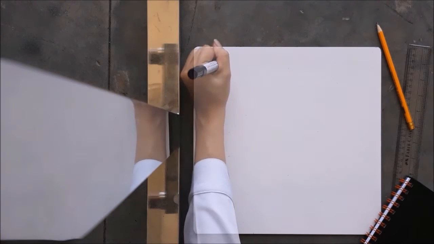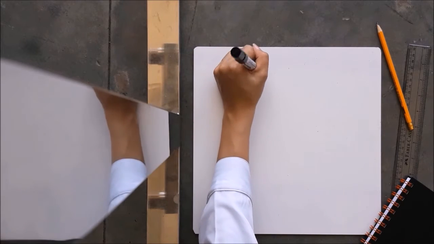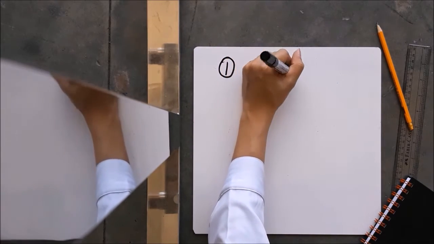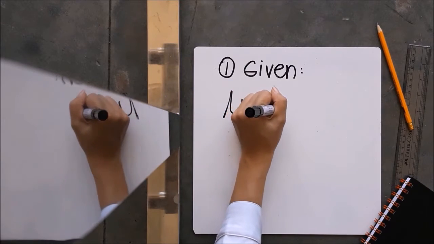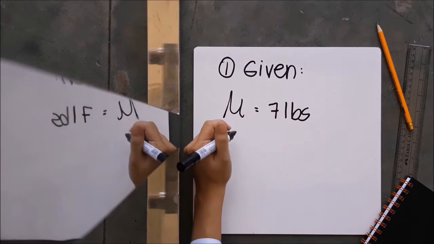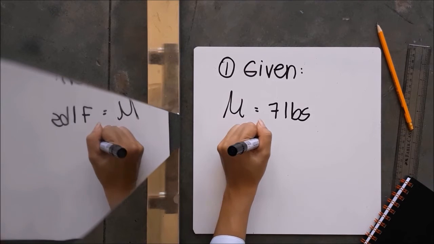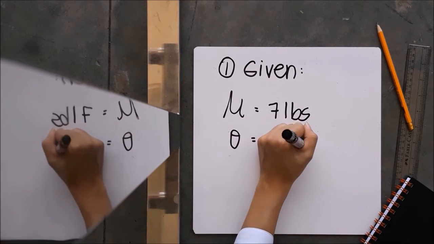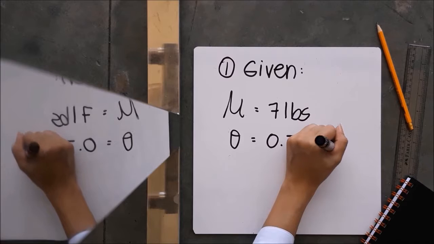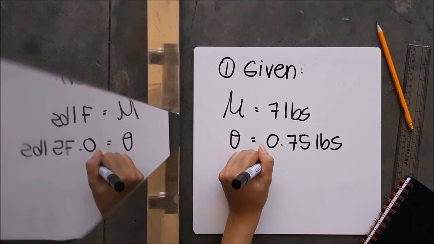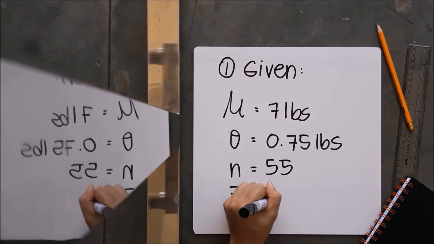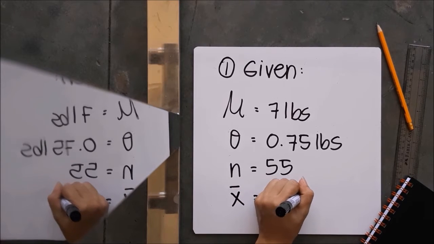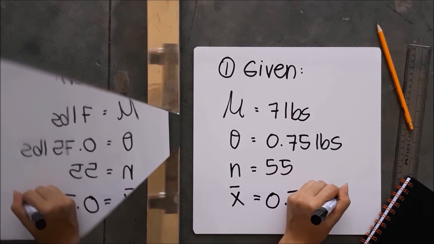We can first start off by writing the given. Mu is equal to 7 pounds. Standard deviation is equal to 0.75 pounds. N is equal to 55. And X bar is equal to 6.73 pounds.